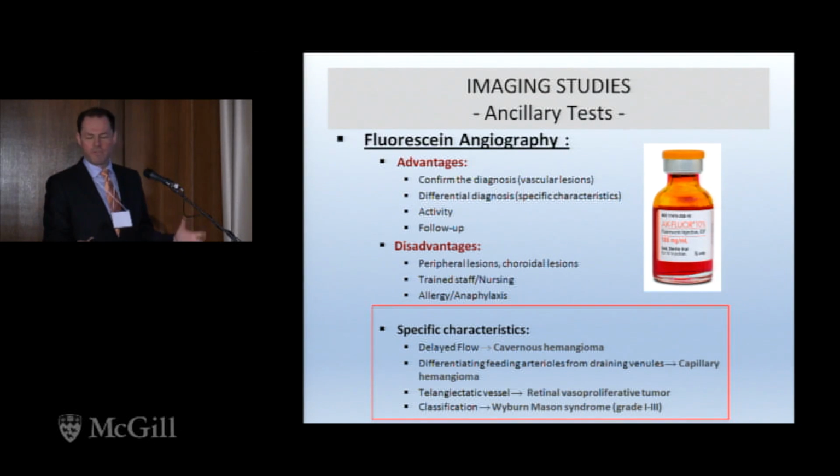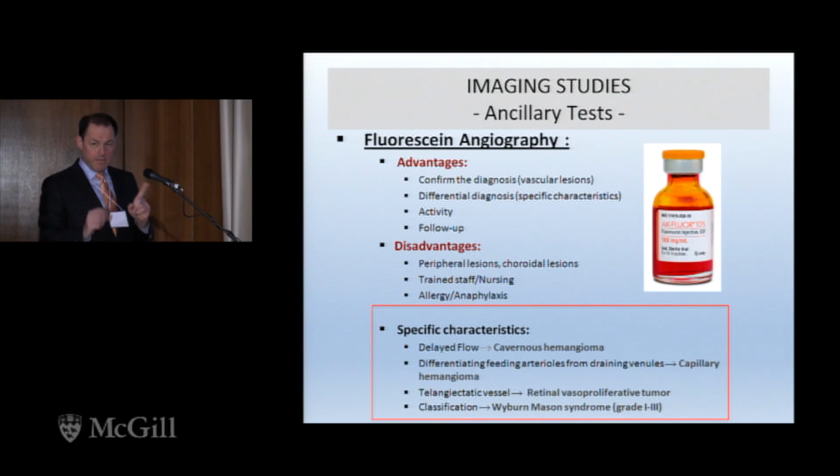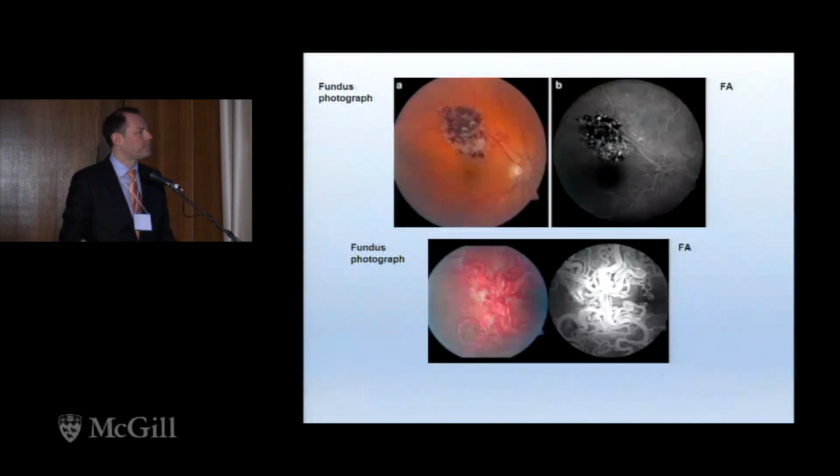But what is useful with fluorescein angiography is that it provides specific characteristics to specific diseases. A few examples I've listed here, such as delayed flow with cavernous hemangiomas. It helps you better identify the feeder vessels that one sees with capillary hemangiomas. It can identify telangiectatic small vessels that we see with vasoproliferative tumors, which are very difficult to identify clinically, and at times it can help with classification.